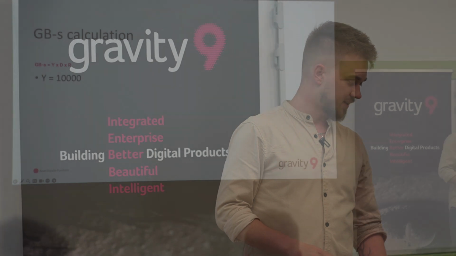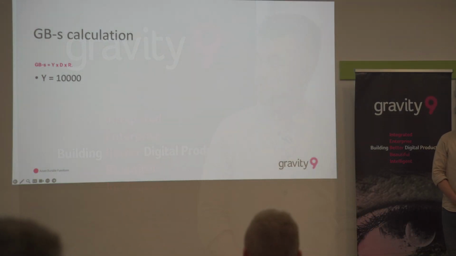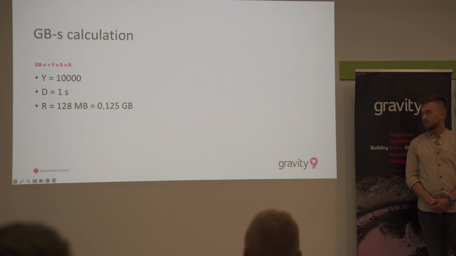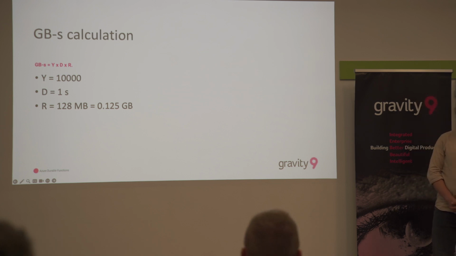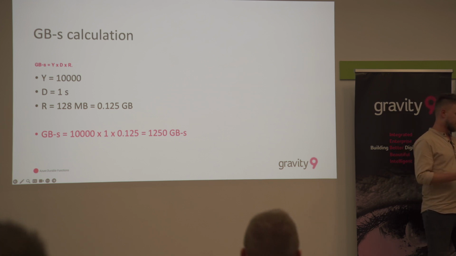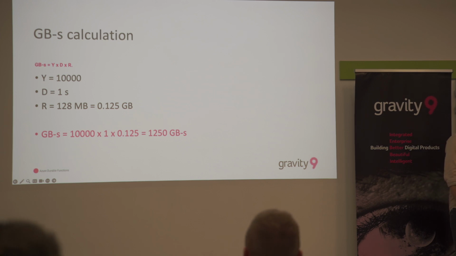So let's assume we have 10,000 executions per month. Each execution lasts 1 second, and each execution takes 128 megabytes, which is 0.125 gigabytes. This gives you 1,250 gigabyte seconds, which is really small if you compare it with what you get for free. So that's easy to calculate. I wasn't really aware of that at the beginning of my journey with Azure Functions.